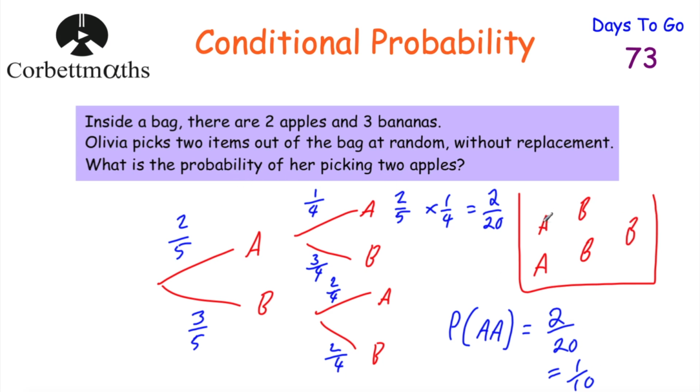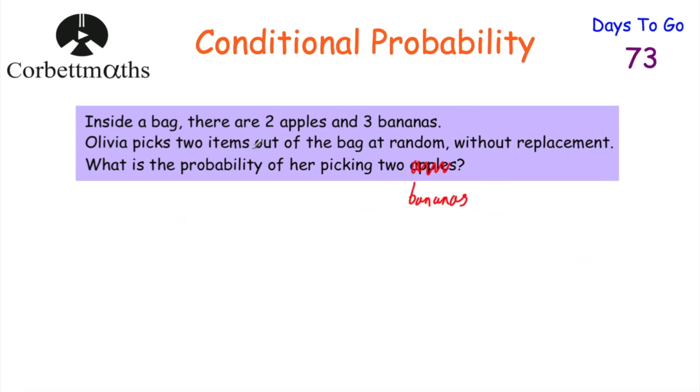And it's important to remember that whenever we're considering the probability of an apple and an apple, the probability of the first one being an apple would be 2/5. But then whenever she takes that apple out, the probability of the next one being an apple would be 1/4. And then we multiply those together. Okay, so we've looked at the probability of her getting 2 apples.